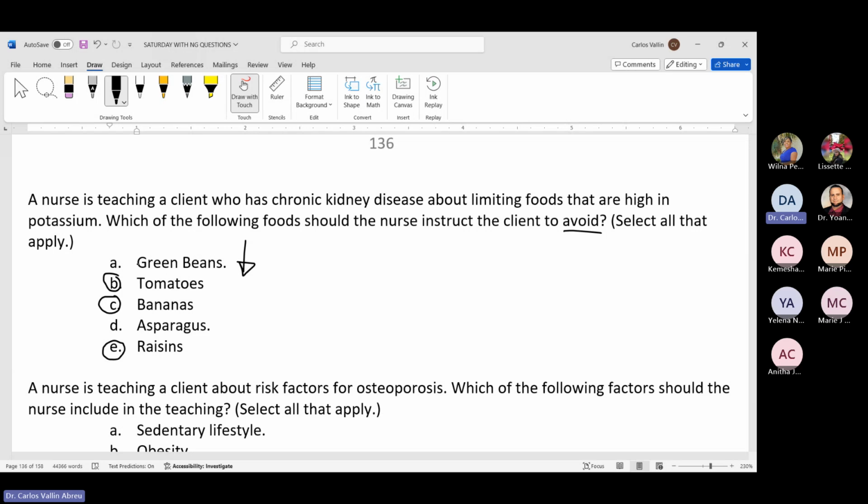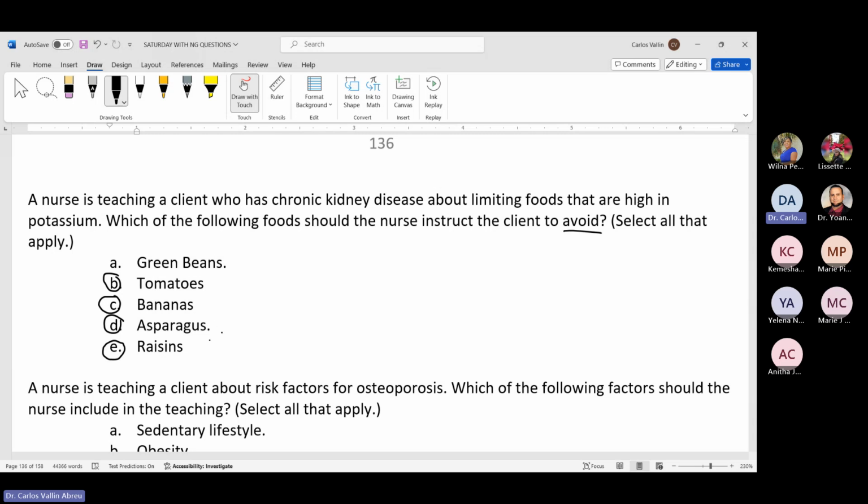So, if you don't know, the best is don't mark this option, because the recommendation is to mark only what you are sure about. If you do that, you are going to be right, because green beans are very low in potassium. Asparagus is high in potassium, so it should also be avoided. So the only one here that is low in potassium is green beans. All the others should be avoided.